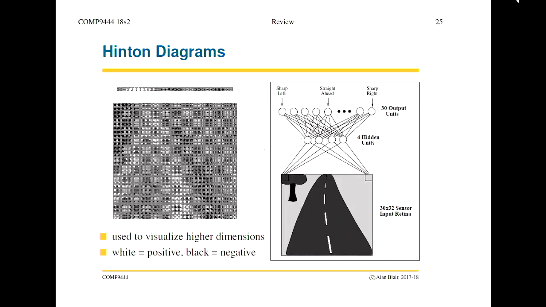Right, then we looked at geometry and how to analyze the hidden unit activations. So we talked a bit about Hinton diagrams. We looked at these Hinton diagrams in relation to early autonomous driving. We also looked at them in relation to early face recognition and pose recognition.